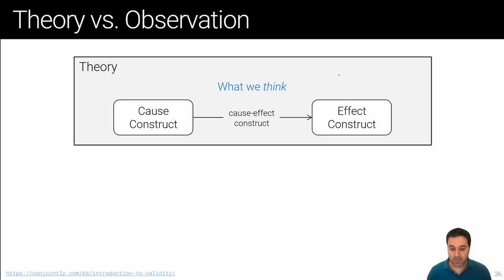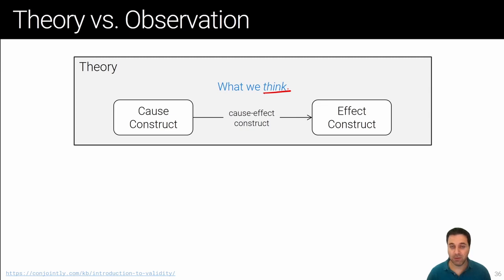And so when we're trying to establish a causal relationship between two constructs, then what we have is the construct that causes the effect, the construct that receives the effect, and then this relationship between the two of them. This is essentially what we think. This is how we think the real world behaves, or how the real world works.